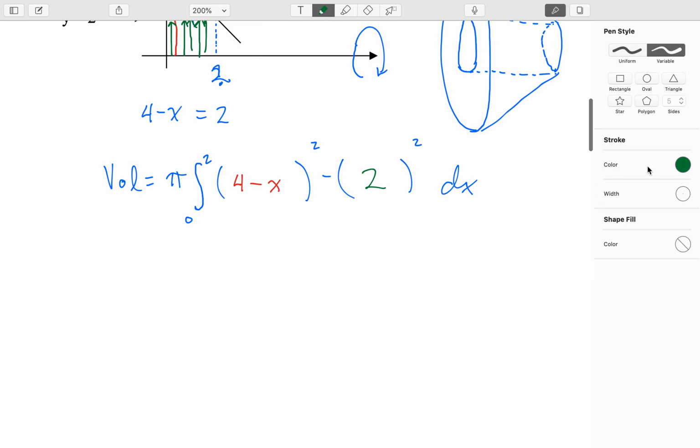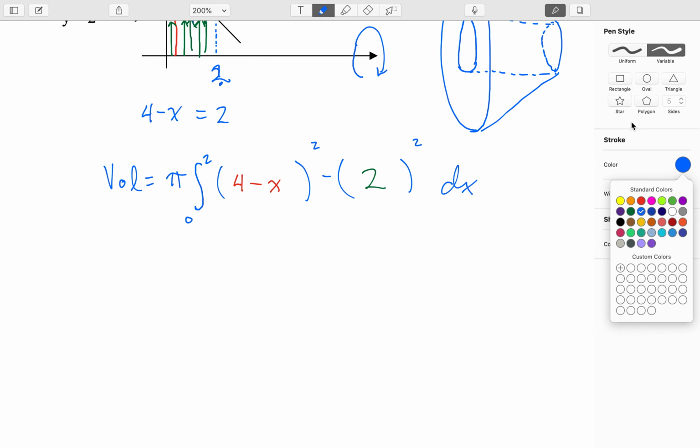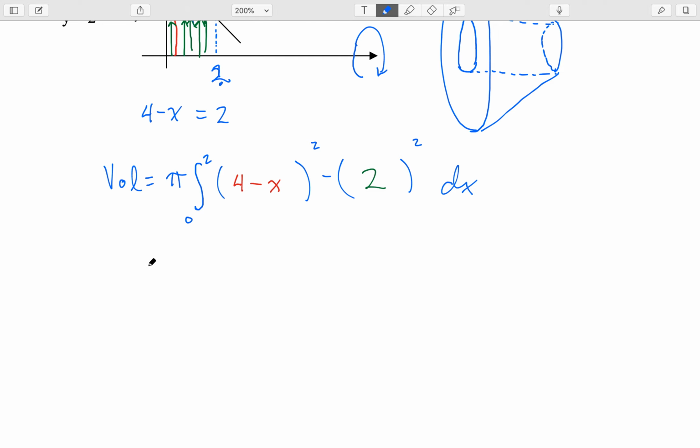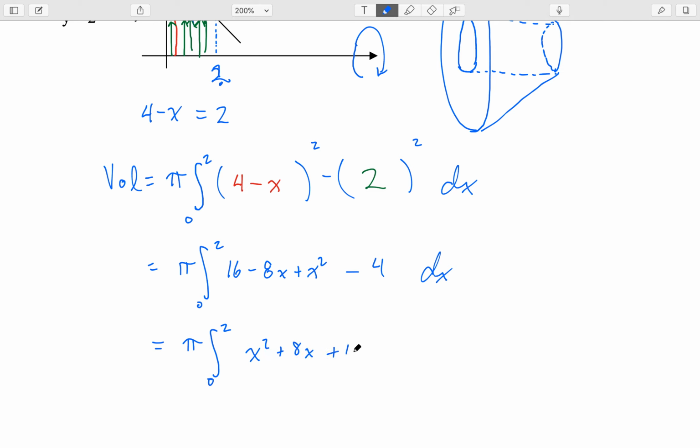Okay, so now I can actually go back and do it. Pi, the integral from 0 to 2, I know this is going to be 16 minus 8x plus x squared, minus 4, dx. That's a pretty straightforward one. I can actually do this by hand. It's going to be fun. Yay! What do we got? x squared plus 8x plus 12 minus 8x. Silly little mistakes.